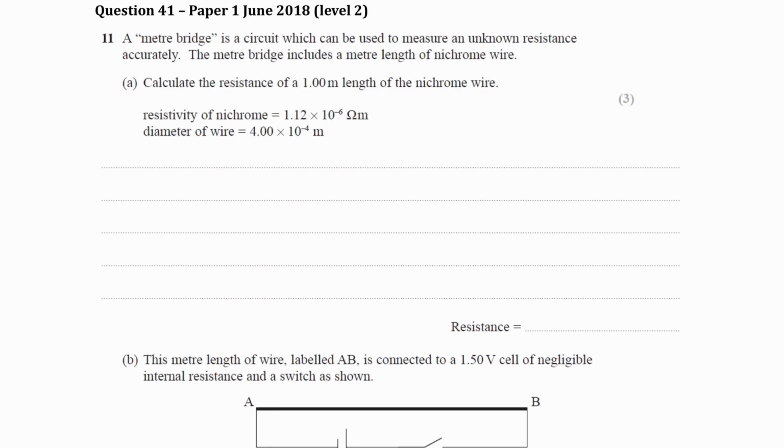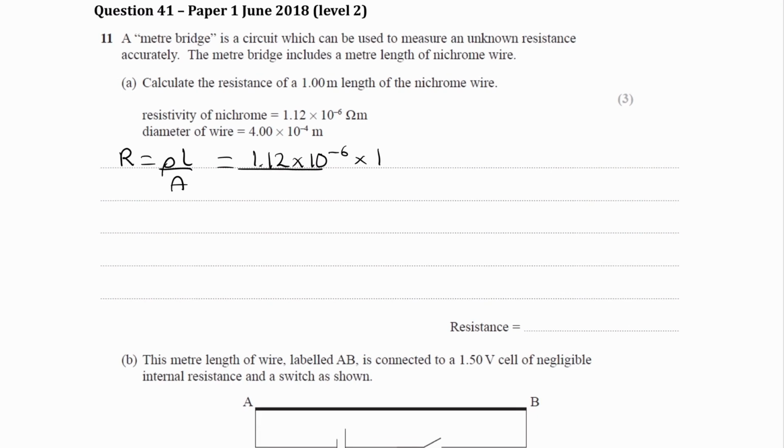Part A is pretty straightforward. We're trying to work out resistance. We know resistance is resistivity times length over area. Resistivity is 1.12 × 10^-6. The length is 1 meter. And we divide that by the area.